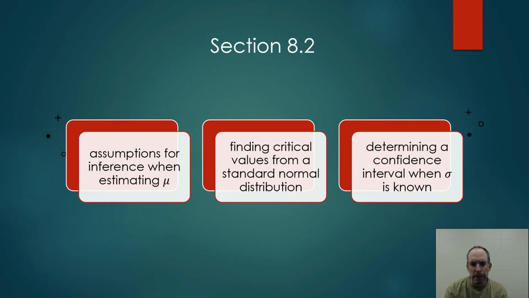8.2, let's see. The biggest thing in 8.2 is going to be the thing on the left: the assumptions for inference, where the first two are the big ones. There were assumptions for inference in 8.2 and then in 8.3, and the difference between them is that third one, where it's sigma known versus sigma not known. That's not a big assumption or condition there. The first two are the big ones. The first one is having a simple random sample, or if it just says random sample, that's good enough.